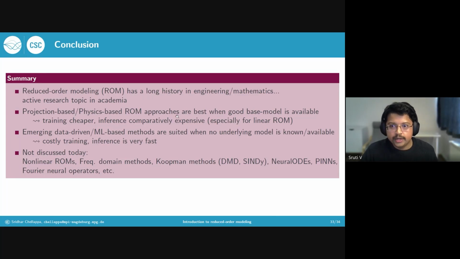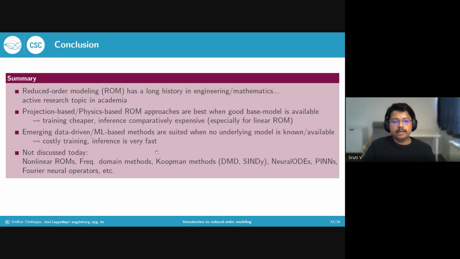Projection-based methods are great when you already have your base model, or the underlying full order model, known. Then it's very easy to do the training, and for the linear reduced order model, maybe the inference cost is a little bit high, but there are methods that address this as well. In terms of data-driven or ML-based approaches, they are best when you don't have any idea of the model, all you have is data. So then you can just directly fit your neural network to learn this model. Of course, the training costs are quite high, but as we saw, there are many works trying to reduce the training cost. But once you train the model successfully, then the inference is blazing fast.